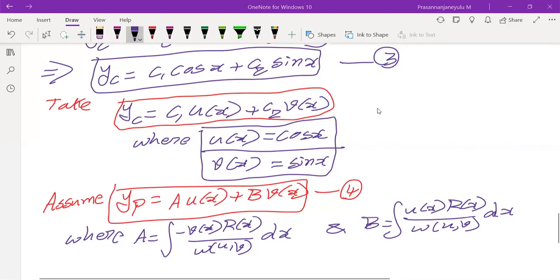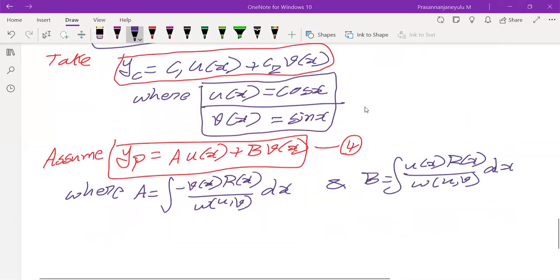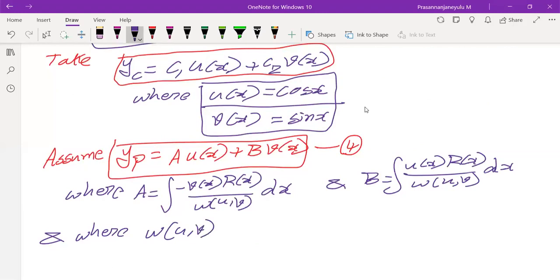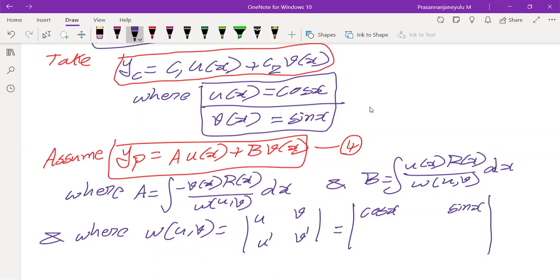So we need to find W of u comma v here. What is the formula of the Wronskian of u, v? U, v, and u dash, v dash are the elements of a 2 by 2 matrix. What is u? Our u is cos x, which we already kept in the box on the top. And v is sin x. What is u dash? Differentiation of cos x, which is minus sin x. Next, v dash: differentiation of sin x is cos x.